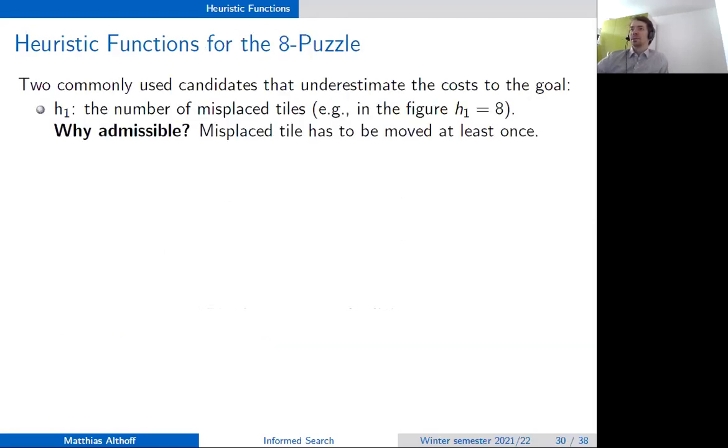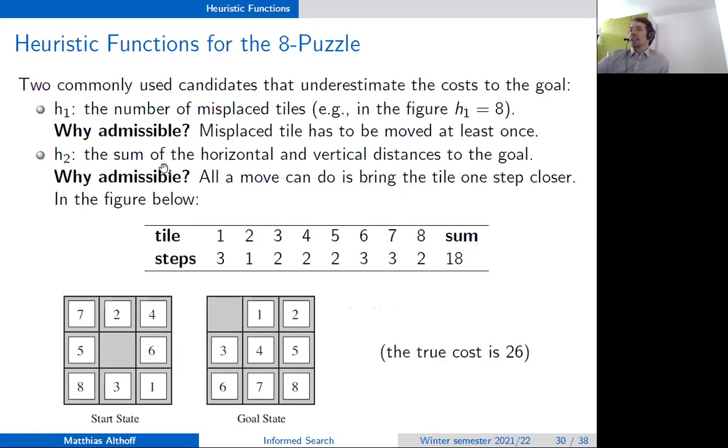So these are exactly the two candidates we want to discuss. So first, the number of misplaced tiles. Why is it admissible? Of course, a misplaced tile has to be moved at least once. And the other heuristic, H2, is the sum of the horizontal and vertical distances to the goal. Why is it admissible? We have to move it at least there, and we assume that we can fly over the other tiles. So again, this is an under approximation.